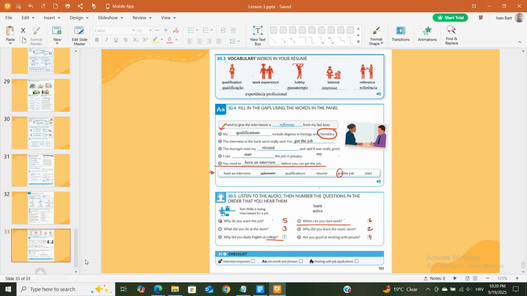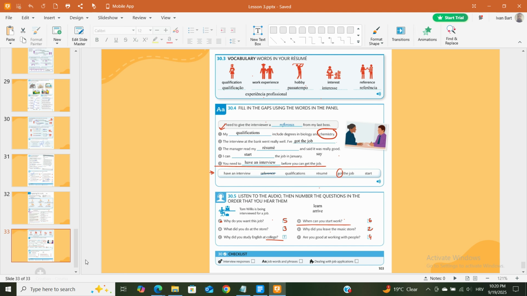30.4 Fill in the gaps using the words in the panel. You need to give the interviewer a reference from your last boss. My qualifications include degrees in biology and chemistry. The interview at the bank went really well. I've got the job. The manager read my resume and said it was really good. I can start the job in January. Before you can get the job, you need to have an interview.